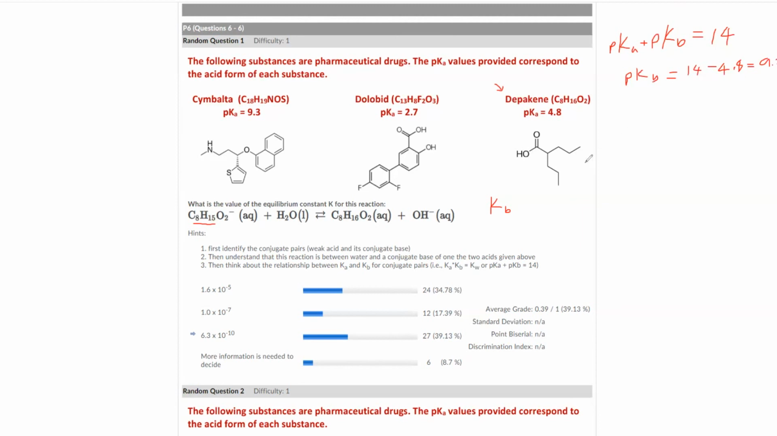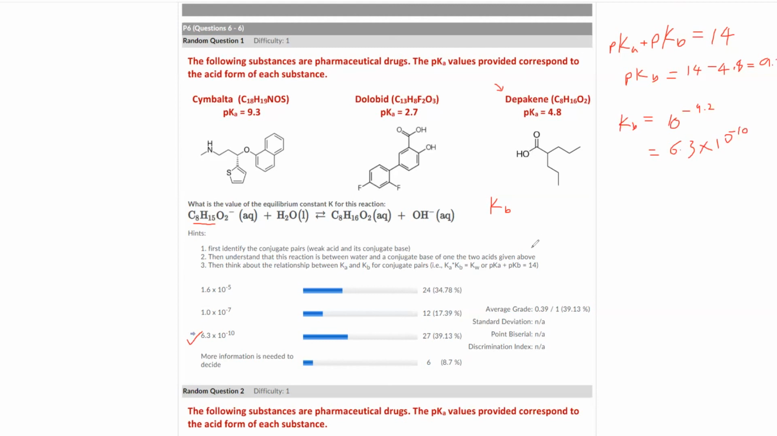They're asking for the K value, Kb value. So the Kb value must be 10 to the power of minus pKb, which is 9.2, okay, which is going to be to the power of minus 10 something. It has to be option 3. So 6.3 times 10 to the power of minus 10, right?